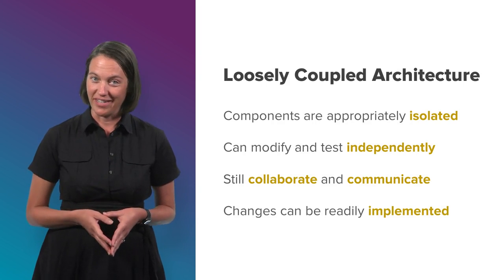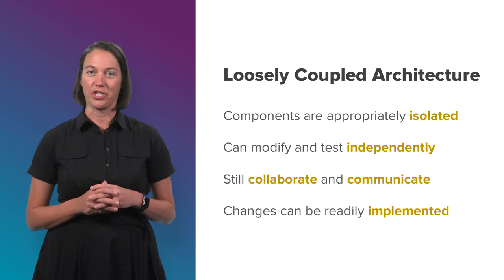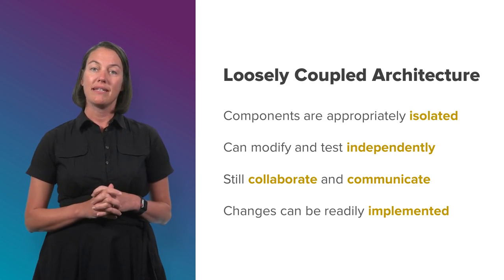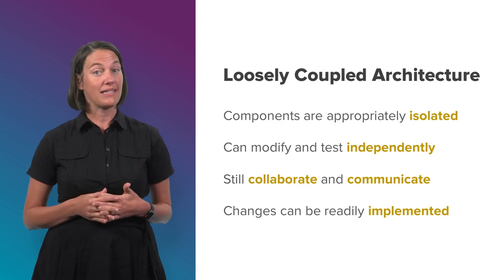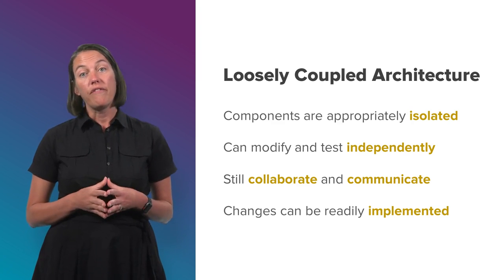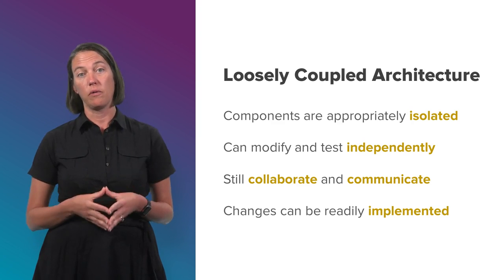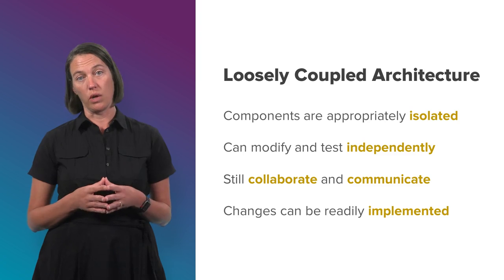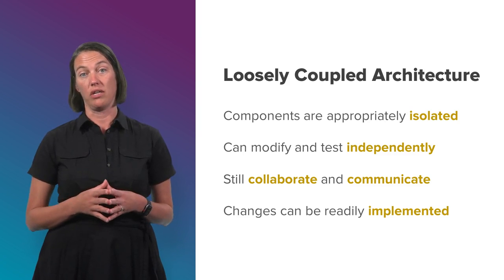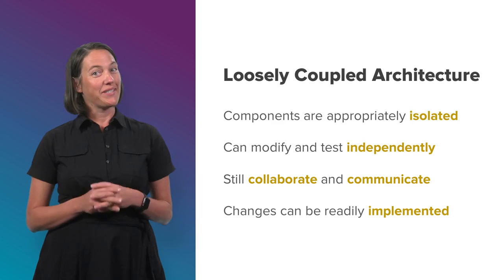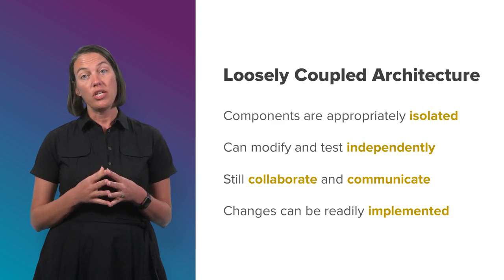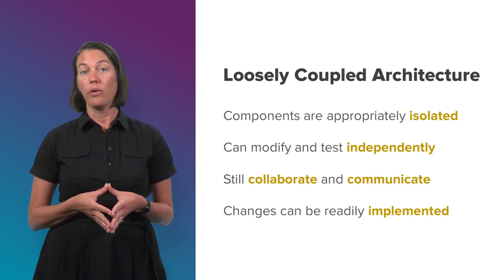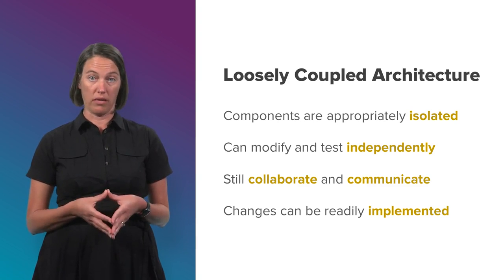So, the opposite of this, of course, is loosely coupled architecture. This means that various components in a system are appropriately isolated. Thus, they can be modified and tested independently. While the various components definitely collaborate to perform functions and send messages to one another, they just do it in such a way that mitigates impacting the operation of other components. This is especially useful in organizations adopting DevOps practices because it means that changes can be implemented more readily without worrying about impacting some other component.